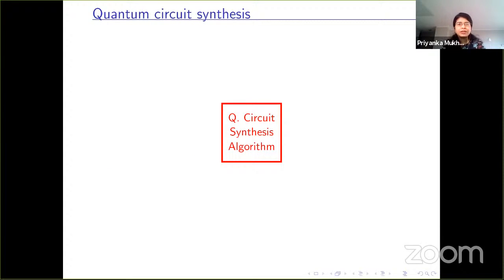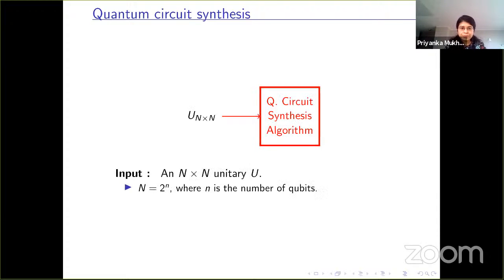So I'll quickly go through the introduction part because I think many of you know all these things. Today I'll be talking about quantum circuit synthesis algorithms. In a quantum circuit synthesis algorithm, the input is an N cross N unitary, where N is exponential in the number of qubits. Throughout my talk, when I talk about the complexity of an algorithm, I'll give the complexity as a function of the input size. In this case, the input size is this capital N, which is itself exponential in the number of qubits.